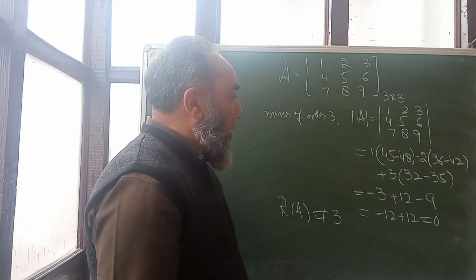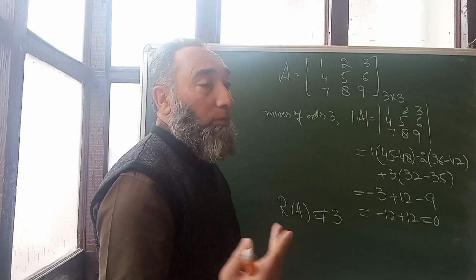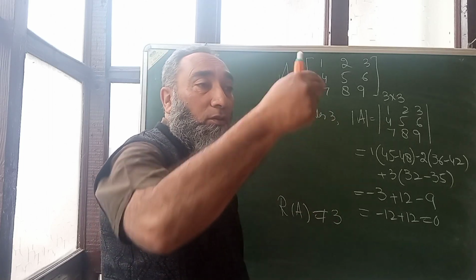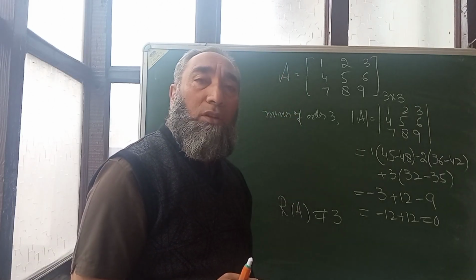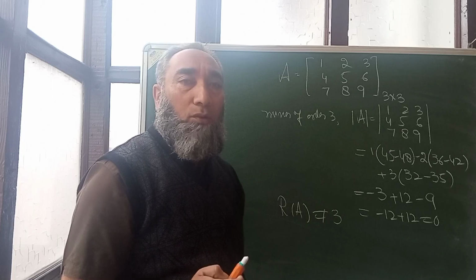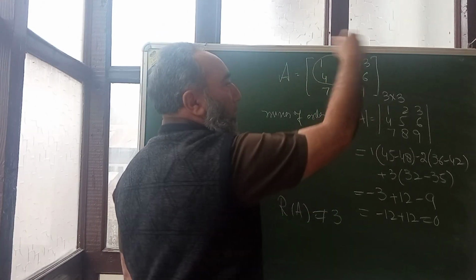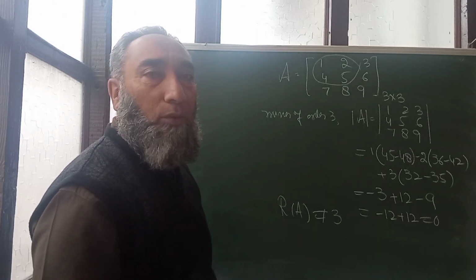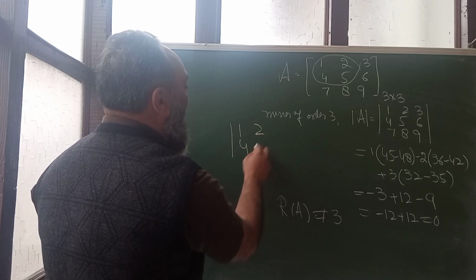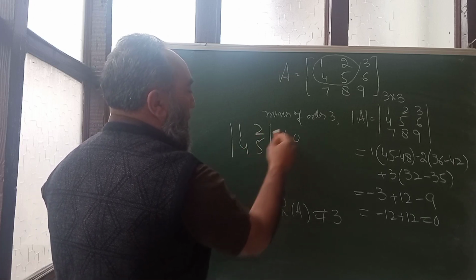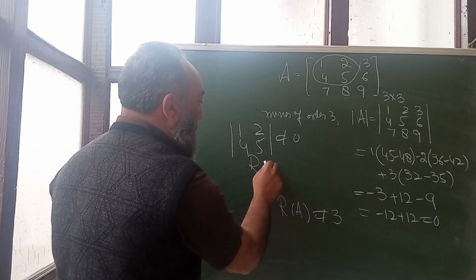Now, in order to find rank of A, we have to see minors of order 2. And if there is at least one minor of order 2 which is not equal to 0, then we will say that rank of A is 2. You can see there are so many minors of order 2. But there is at least one minor of order 2, 1, 2, 4, 5, which is not equal to 0. This is 5 minus 8, which is not equal to 0. So rank of A is 2.